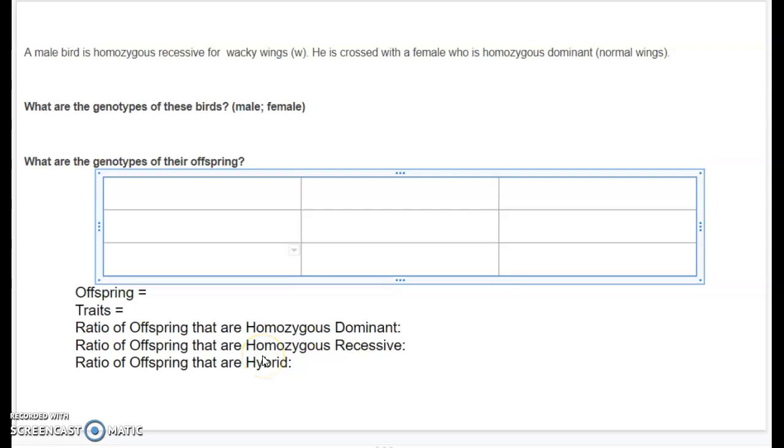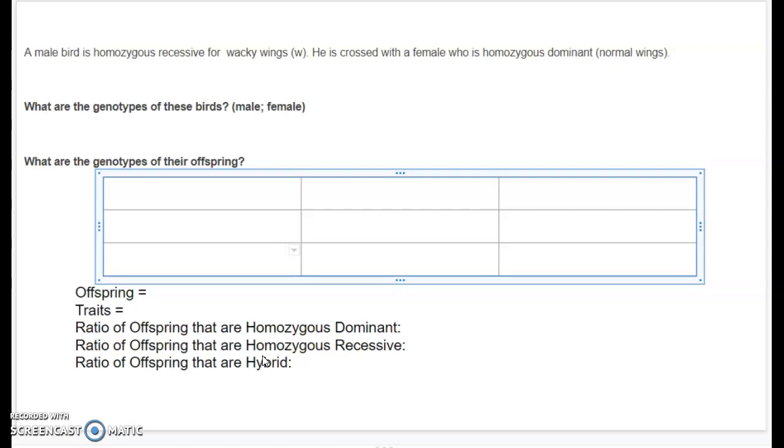Okay, so now we're going to be able to find out what the genotypes are for parents and what the genotypes are for offspring. And we're also going to be creating a Punnett square so that we can find the ratio of offspring that are showing these genotypes. So first we have to read our question.